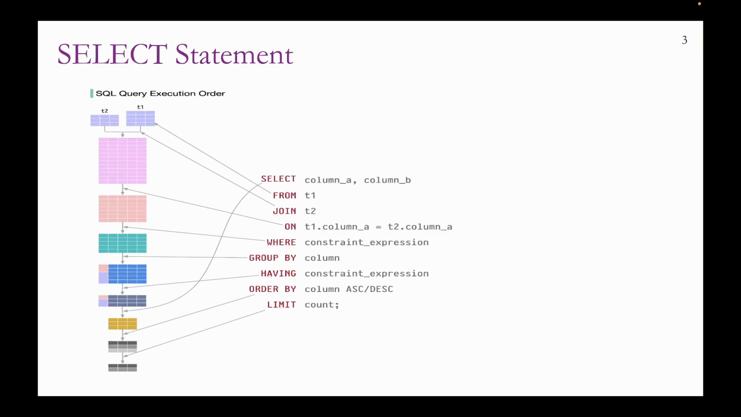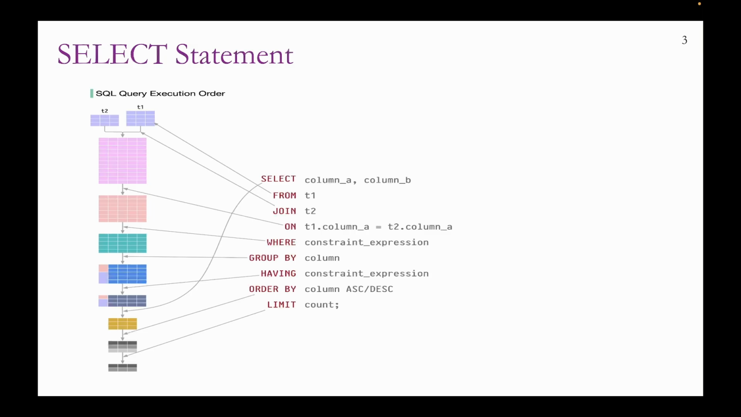The select statement structure is as given in our slide. It starts with select, then from, and if there are multiple tables, then we use join with the given condition in on, and where we give certain constraints. After that, we group by a given column if required, and after aggregation we can use the having clause to further filter the data. After that, we use order by to order the final columns on certain conditions, and then use the limit clause to limit the number of rows in the final answer.